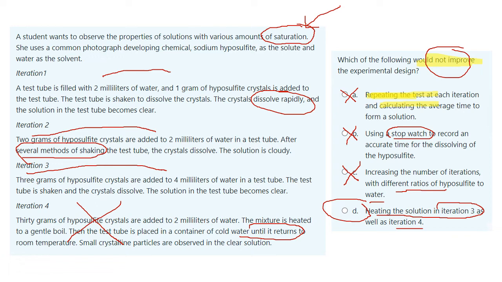So either we're going to test the ratio of the solute to the solvent, or we're going to test the heat. We cannot test both at the same time. So D would be adding in extra change, and we want to remove changes, not add extra changes.